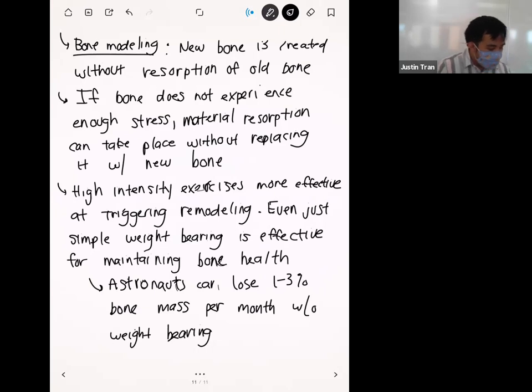Any questions on this? Yeah, in terms of exercise, you can't do any weight bearing exercise in space. You have to do tension based machines. But does that even have the same effect in terms of bone health?